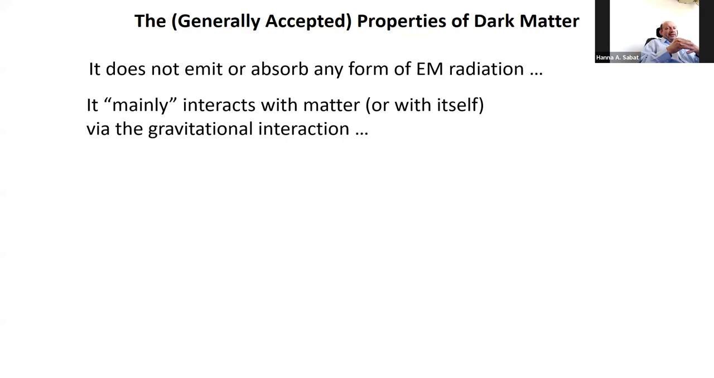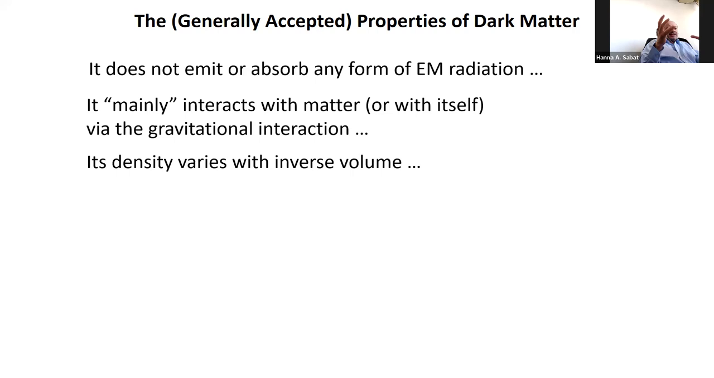The only way it interacts with matter, normal matter or baryonic matter, or with itself is using gravitational interaction. That means it has probably no nuclear force, strong or weak, no electromagnetic force or interaction, only gravitation affects it. And the third point here is that its density varies with its inverse volume. Well, we know that the average density of any region of space is found by simply dividing the mass inside this region over the volume.